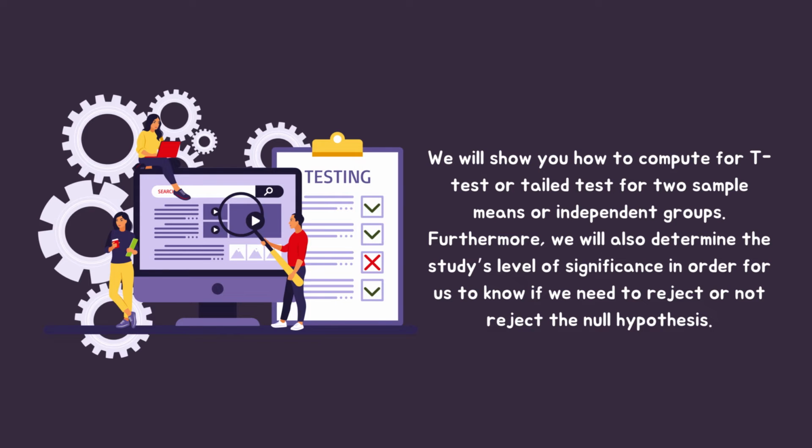Well, thank you, Marlo. Now, this last PETA episode will show you how to compute for t-test or tail test for two sample means or independent groups. Furthermore, we will also determine the study's level of significance in order for us to know if we need to reject or not reject the null hypothesis.